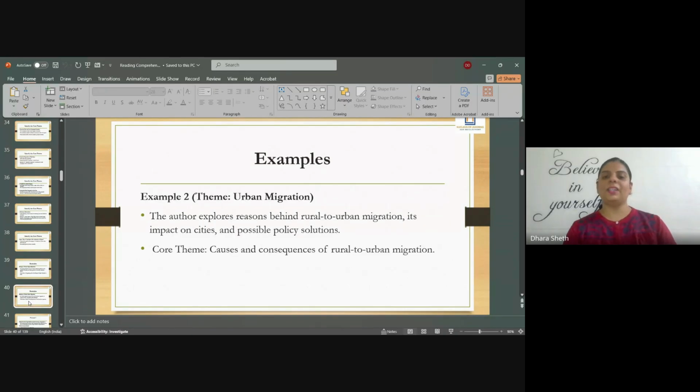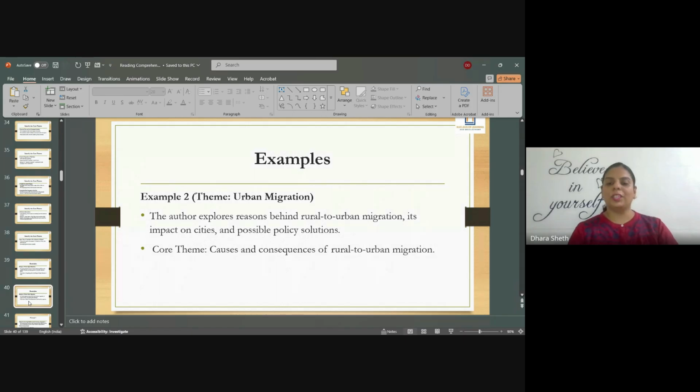If it's something that's talking about urban migration, the author explores... Now, see, I cannot give you an entire passage. If you read the entire passage, it's going to take too long. So, just as an example, we'll anyway solve the passages, but just as an example here, if the author explores reasons behind, imagine that in the passage, first there are reasons behind rural to urban migration, then the impact on the cities are explored, and then at the last possible policy solutions are mentioned.